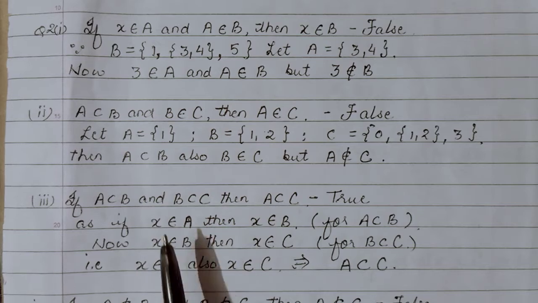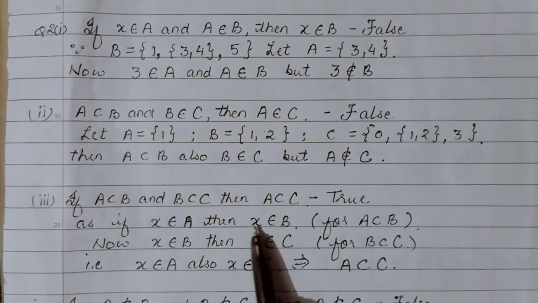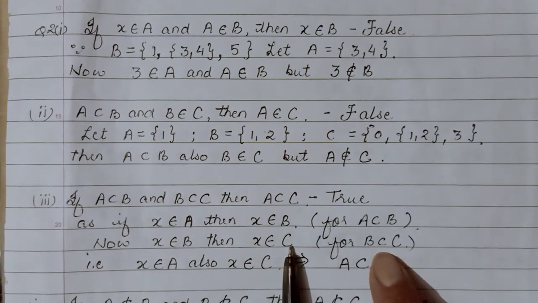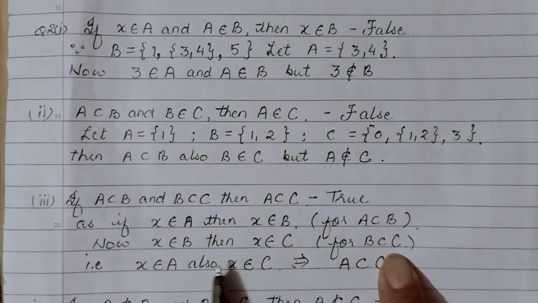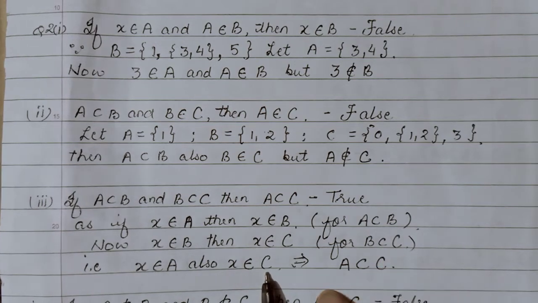Then further, B is a subset of C. So this X which was in A is in B. Now if it is in B, then this has to be in C as well, because B further is said to be a subset of C. You understand that logic? Okay, so we finally said this X which was in A, now we can see this is necessarily in C also.